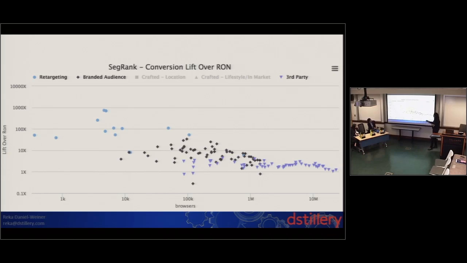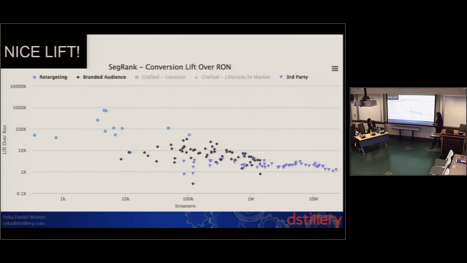The black dots are our models, what we call branded audiences. You see a roughly 10 times lift, so it's 10 times more probable that somebody from these segments will convert on the brand. And then you see these third-party apps. These are segments that are being sold, and they, on average, don't tend to work as well, but they're really good. Okay, so nice lift. People in these audiences are more probable to buy the product.